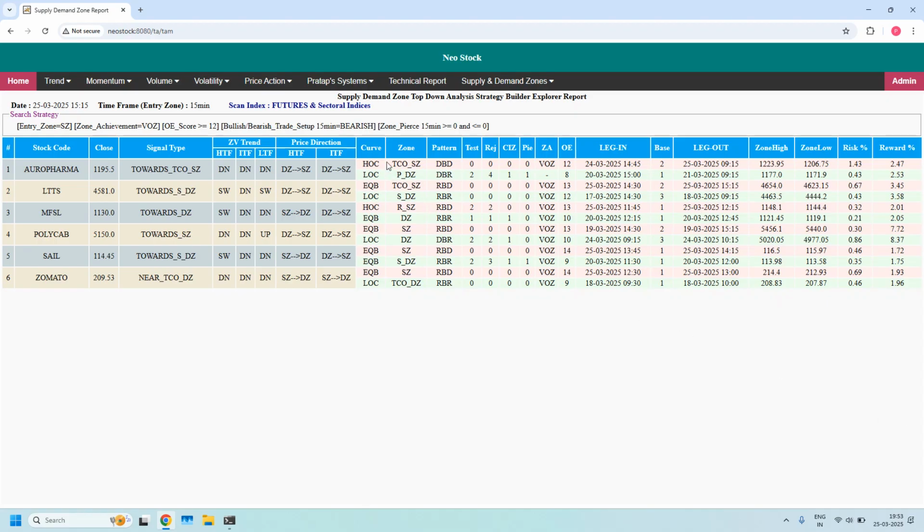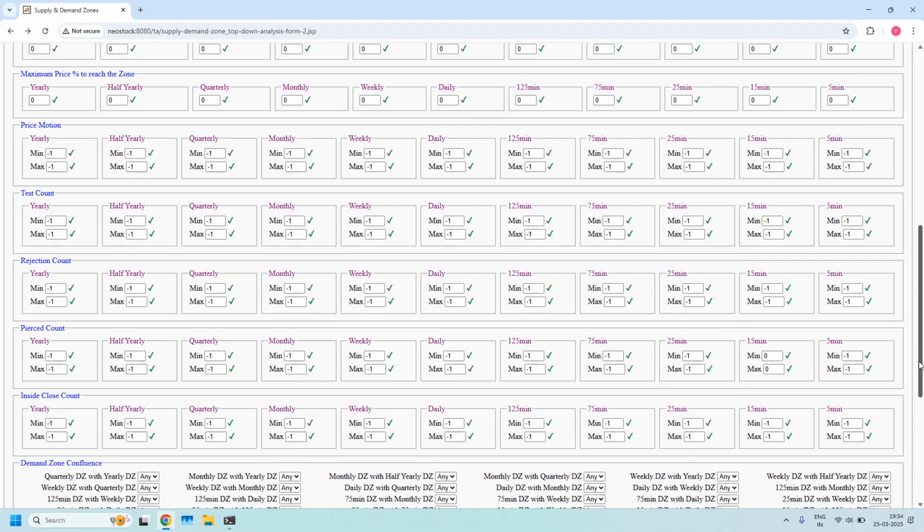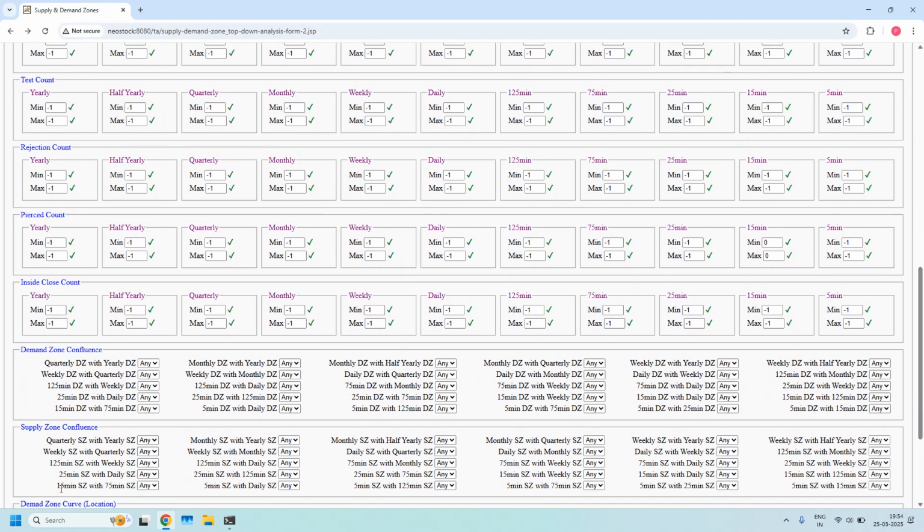And all these entry time frame zones are 15 minutes supply zones. Out of these 6 15 minute supply zones, some more high probability trade setup supported supply zones might be available. Let us identify them. So first filter is based on the LTF ITF supply zone confluence. That is 15 minutes and 75 minutes supply zone confluence. So I am enabling that filter.